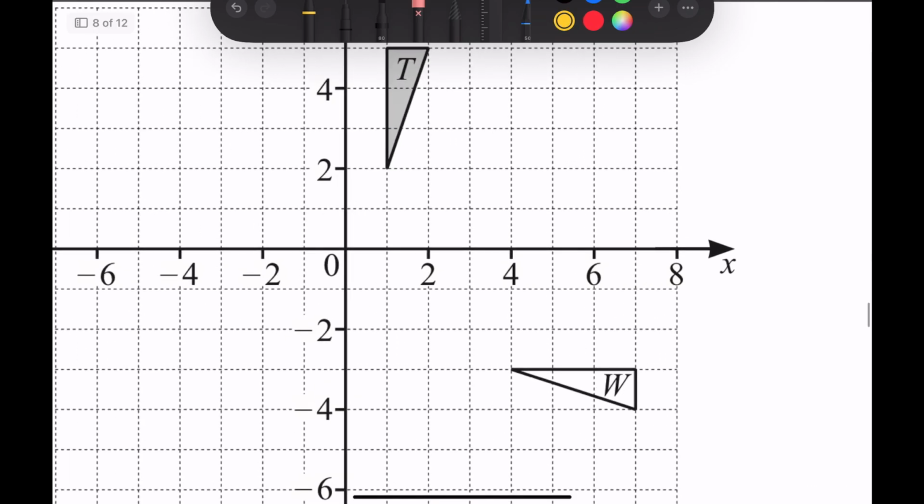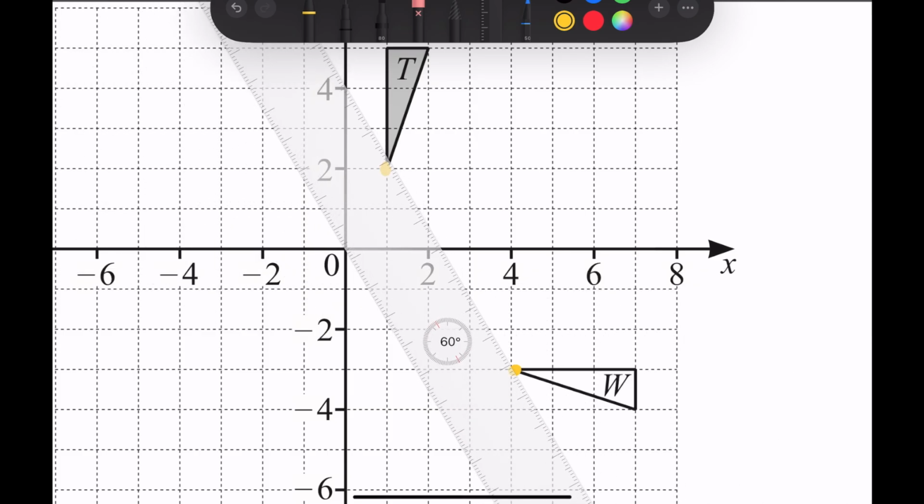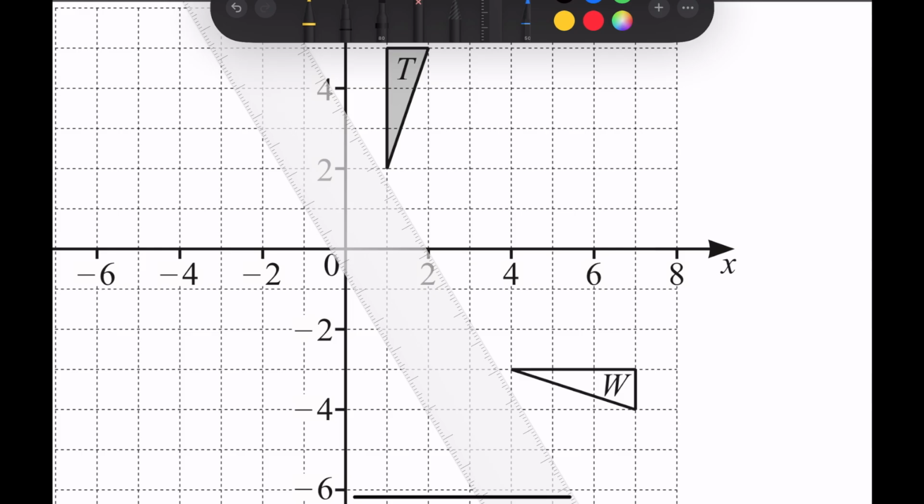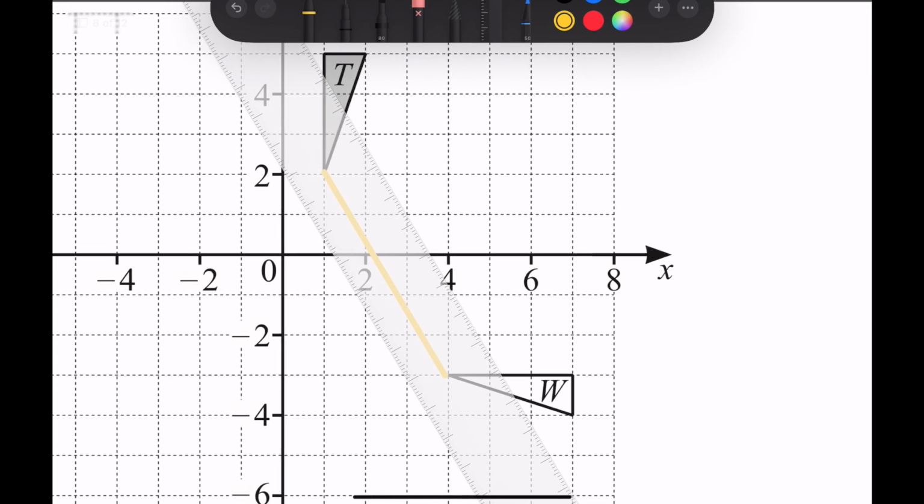If you don't have tracing paper, you take any 2 points, corresponding points of the triangles, and you draw a line segment between them. So in this case, I'll just erase these points to make it clearer for me, since iPads are really hard to draw, to be honest. So this is a line segment for 2 corresponding points.